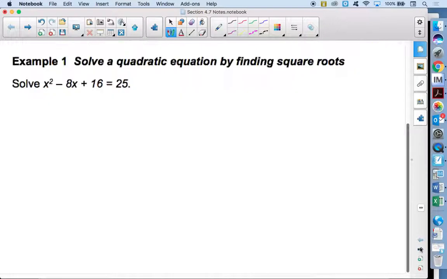All right, so completing the square: solve the equation by finding square roots. So we have x squared minus 8x plus 16 equals 25. One of the ways that we could solve this would be to set it equal to 0 and try to get it to factor. The other way that we can approach the problem is to make the equation a problem that we could use square roots with. And that's what we did for the first two.